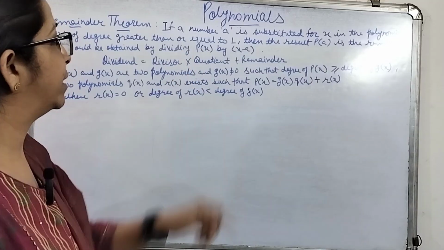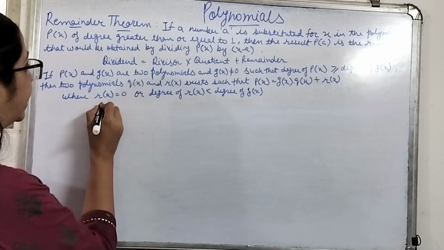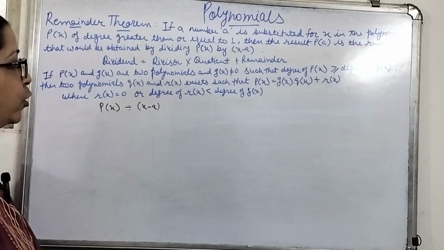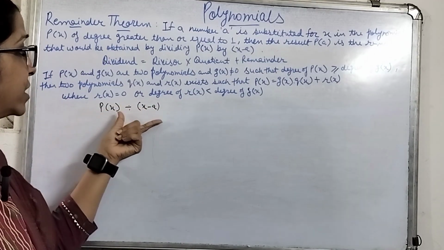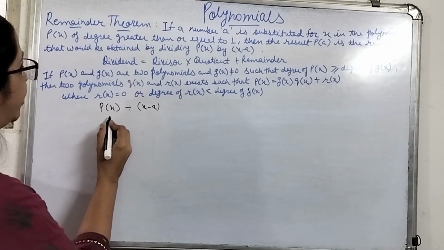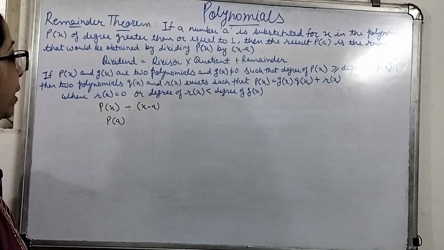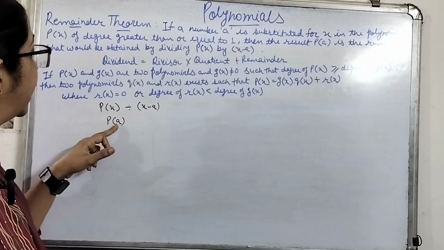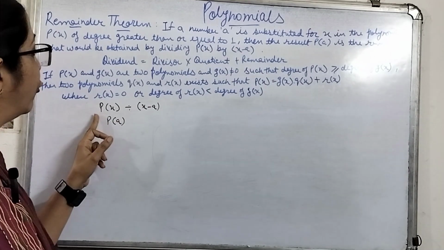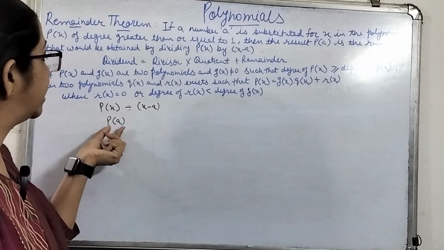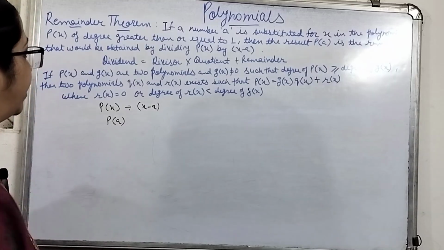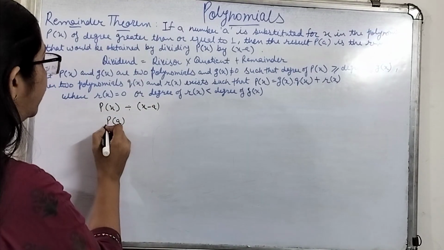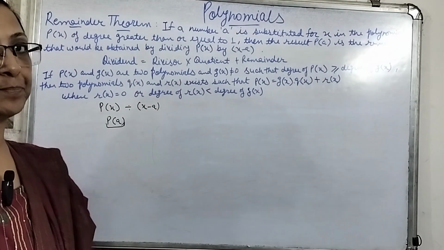That means if we divide a polynomial p(x) by a linear polynomial x minus a, then the remainder of this division will be equivalent to p(a). If we replace x in the polynomial by a, then whatever value p(a) we get will be the remainder when we divide p(x) by x minus a. Remainder will be equivalent to p(a).